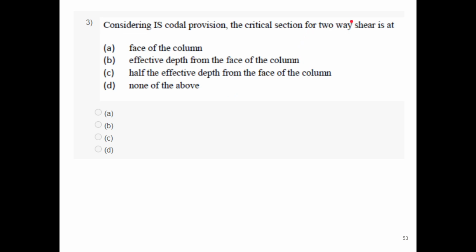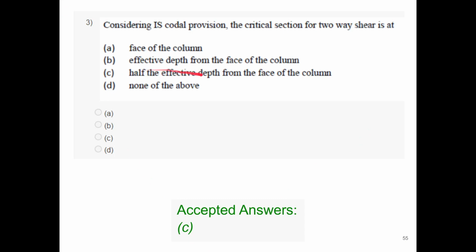So we have discussed this also. For the two-way shear case, the critical section is at a distance of half the effective depth from the face of the column. Okay, so C will be the correct option. As per IS 456, the critical section for two-way shear is at half the effective depth from the column face, right? So C is the right option.